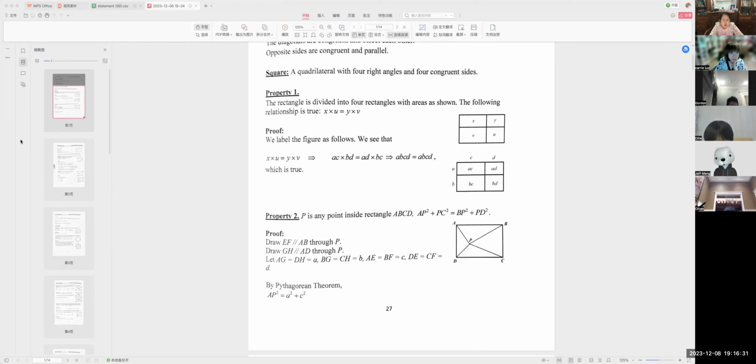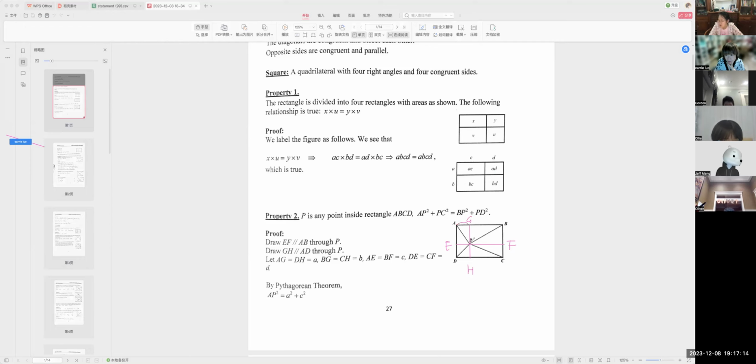Okay, so everybody, how do we prove that one? Okay, so you're going to draw a line, okay? So you draw a line EF parallel to AB through P. And draw a GH parallel to AD through P. Get it, everybody? Okay, if that's the case, so we have, sorry, this is EF, this is GH.